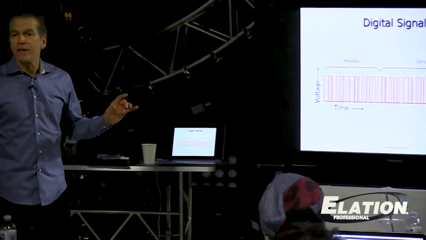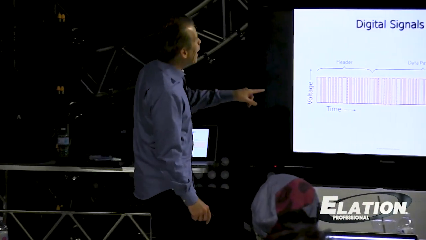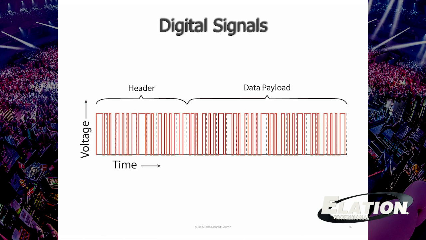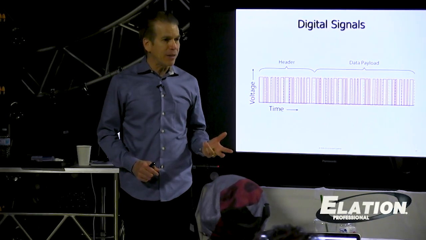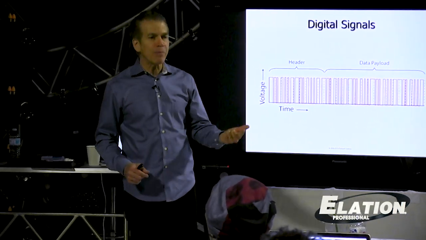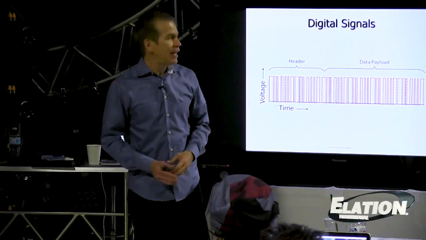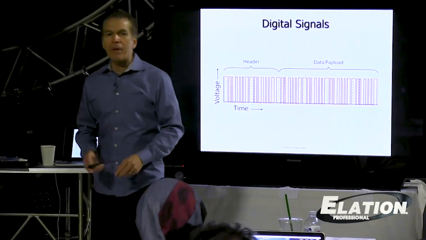Now, here's what a packet looks like. A packet will have some header information, and that's for housekeeping. Usually in the header, it will at least have the destination address, where's the data going, and it might also have what kind of data is in the packet. Is it DMX data, is it RDM data, or is it something else? And then the actual data itself is called the payload.